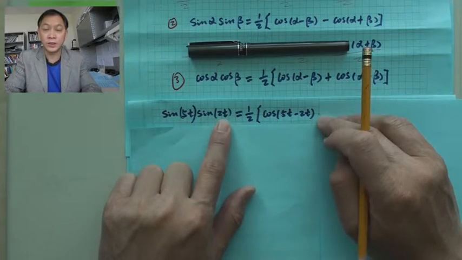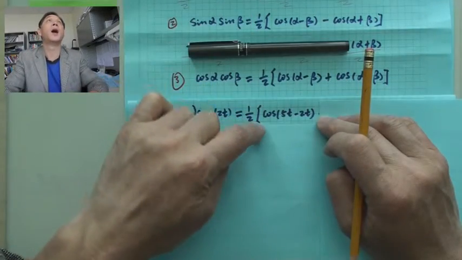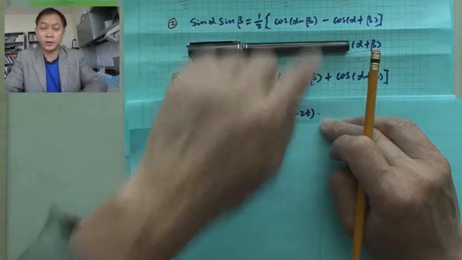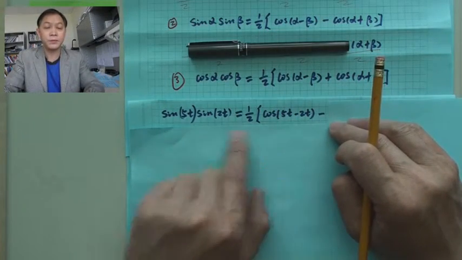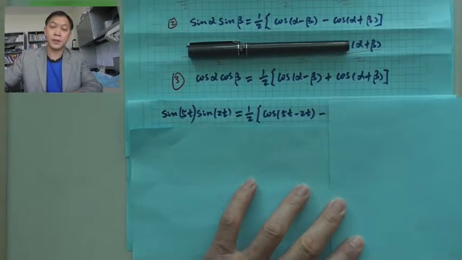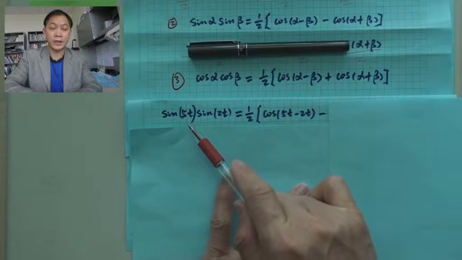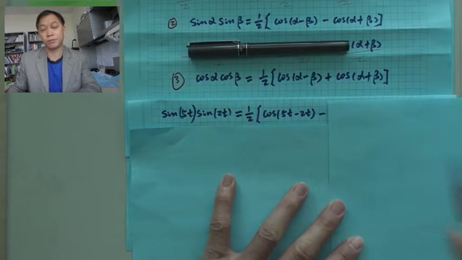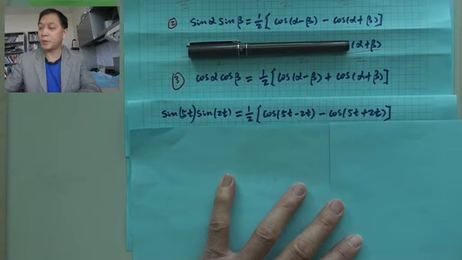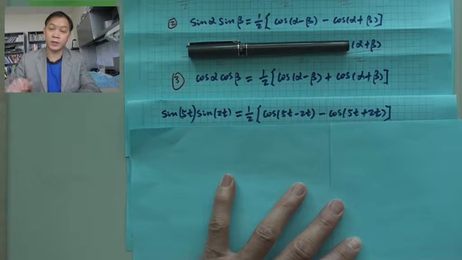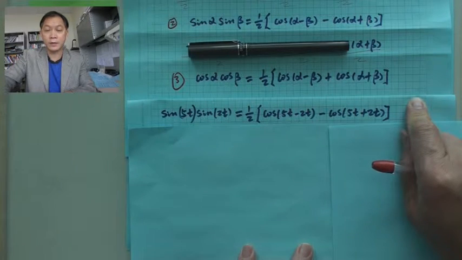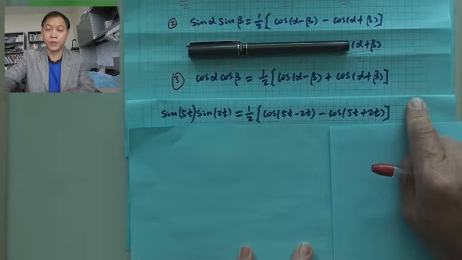That's 5t minus 2t from the first formula. Okay. And then minus, so we have a minus here. Minus, minus. And then you want to add those 2 angles together. 5t, 2t. That's it. So basically, if you have a formula, that's easy to do it. Okay, now move on.